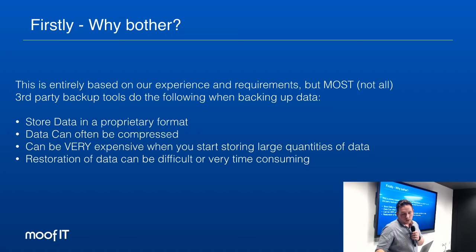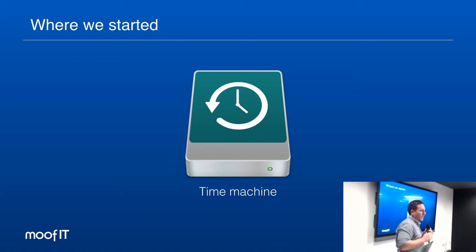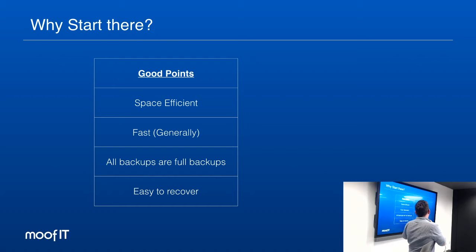Time Machine. Now, we knew Time Machine as a Mac company. Obviously, it was designed by Apple to be an end-user product. It's not commercially viable. But the good points for it are that it's very space efficient. Using hard links and everything else, it doesn't write the same file over and over again. If it doesn't change, it leaves it alone. It's generally very fast because of this, so not having to back up a terabyte of data every hour makes it quicker.